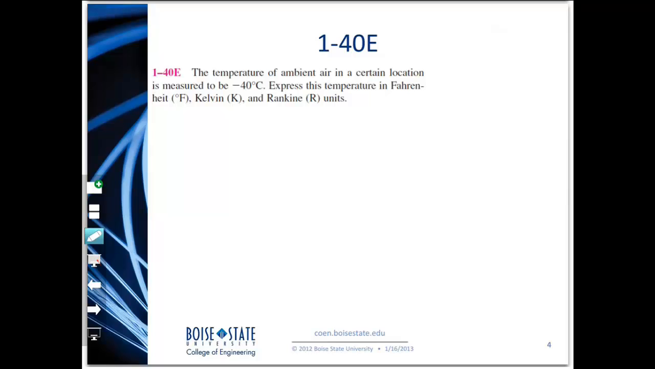So the temperature of ambient air in a certain location is measured to be negative 40 C, and you're asked to express this temperature in Fahrenheit, Kelvin, and Rankine units. Okay, so we are given T, which is in degrees centigrade, which is negative 40. So you're asked to find all the others in those corresponding scales. So all you have to do here is to look at the conversion or the formula.